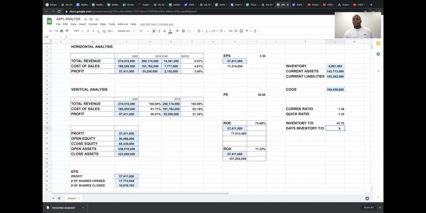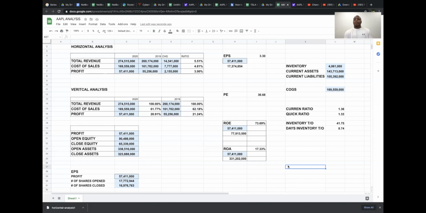But let's figure out how many days it takes them to turn over their inventory. So we take 365 divided by the inventory turnover, right here. And boom. It shows me that Apple turns over their inventory every 8 days, which is pretty good. Every 8.5 days.